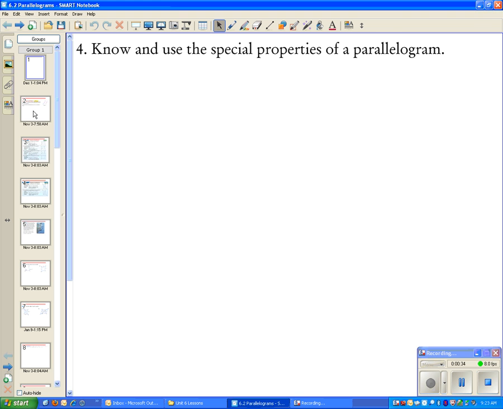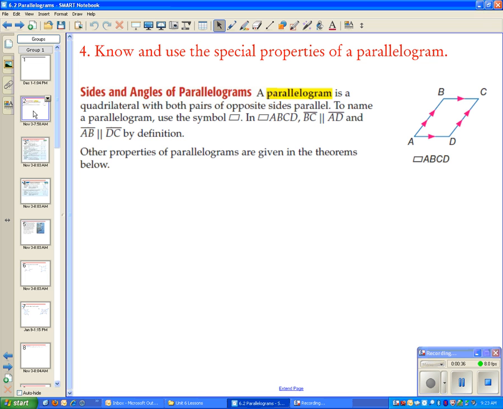Okay? So if we start here on 399, we need to know what a parallelogram is, first of all. Definition. A parallelogram is a quadrilateral with both pairs of opposite sides parallel. It's a four-sided figure. It is a quadrilateral. And according to the definition, the first special property you need to know is that both pairs of opposite sides are parallel. So on the one they have for us here, the top is parallel to the bottom, and the right side is parallel to the left side. Okay? So parallelograms have both pairs of opposite sides parallel.